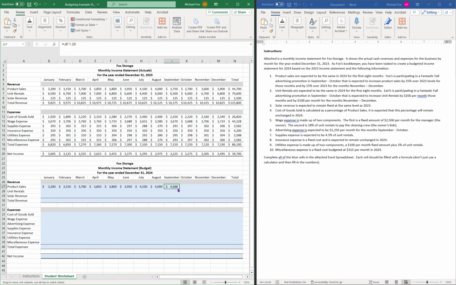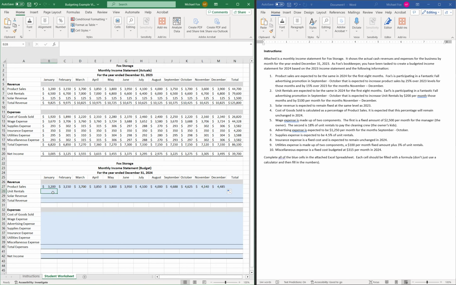And since October also is under the same promotion, I'm just going to fill this over. And if I click on here, I can see my formula is just to multiply the October 2023 amount by 1.25. Then for November and December, it says those months will be a 15% increase over 2023 levels. So I'm going to say equals, hit my November 2023 amount, multiply that by 1.15. And I'll fill that. So December will also show a 15% increase.